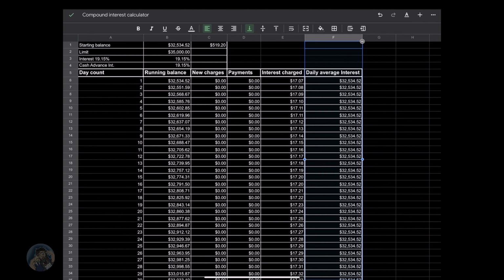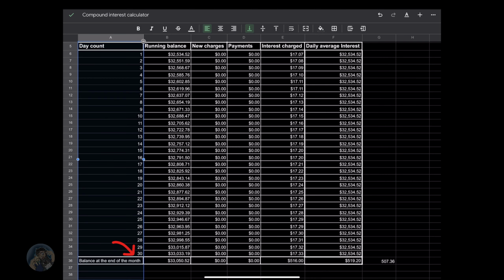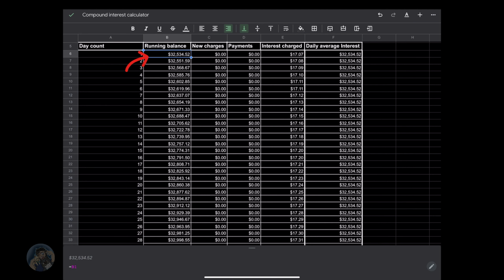So we're going to assume that there's 30 days in this billing cycle. So I have a column A here that covers the 30 days, right? Broken down every single day. The balance starts here at $32,534.52. No new charges, as you can see, the entire column C, and there's no payments, column D.